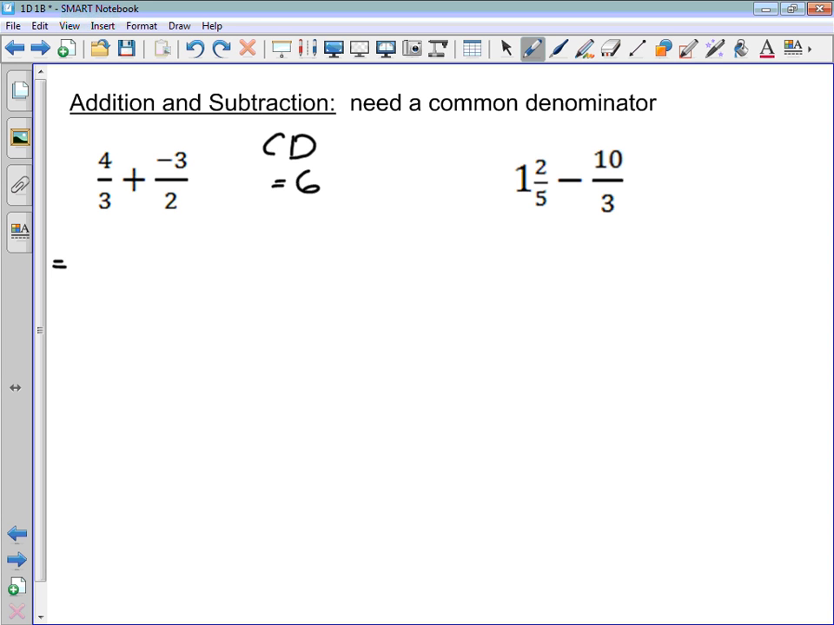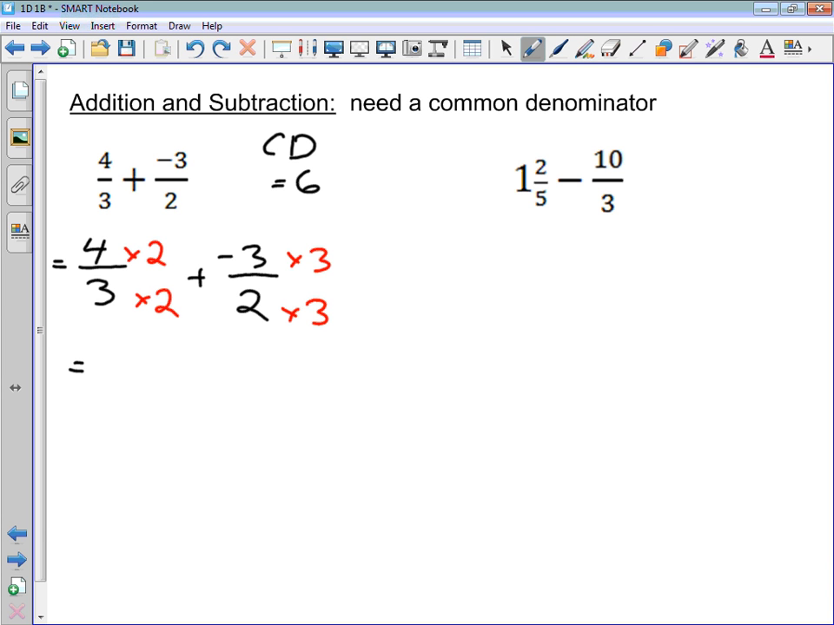So what do we have to do to each of these fractions to get a common denominator of 6? Well, if I've got 4 over 3, I have to multiply the bottom by 2. And if I multiply the bottom by 2, I have to multiply the top by 2. Whatever I do to the bottom, I have to do to the top. Same sort of thing in the second fraction. I've got negative 3 over 2. I have to multiply the bottom by 3 to get 6. So I have to multiply the top by 3. Because whatever I do to the bottom, I have to do to the top.